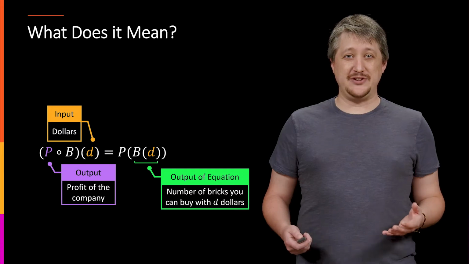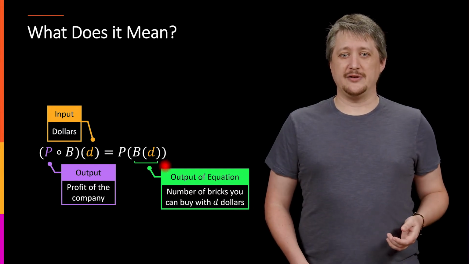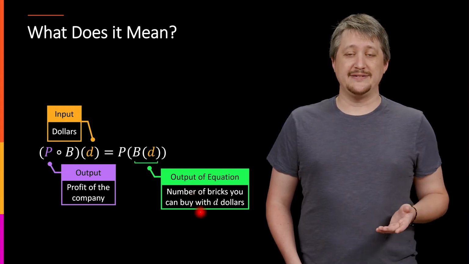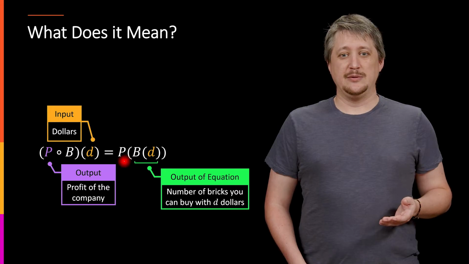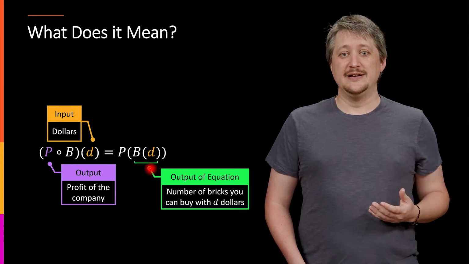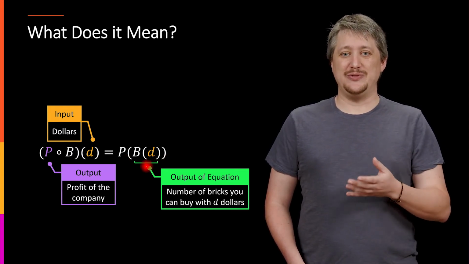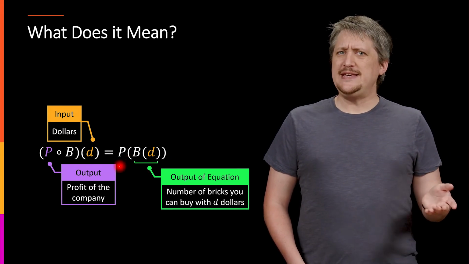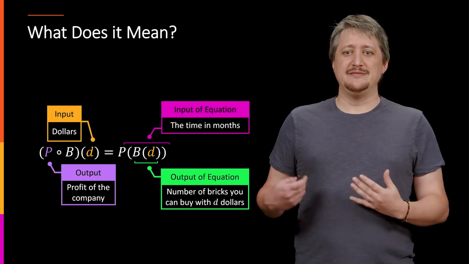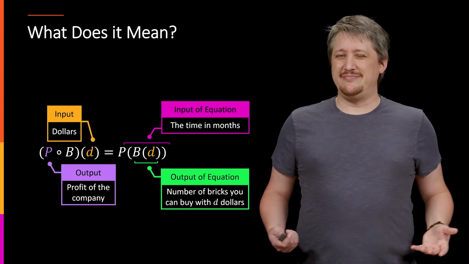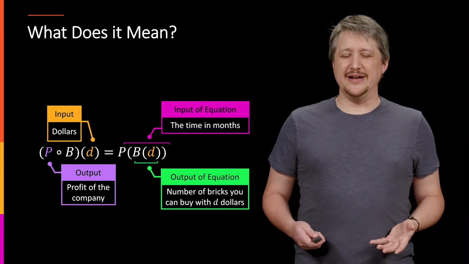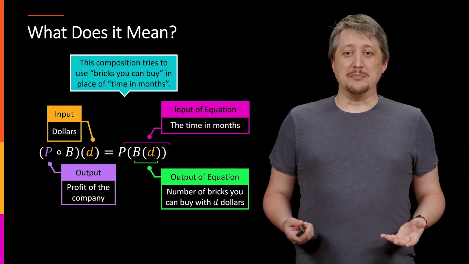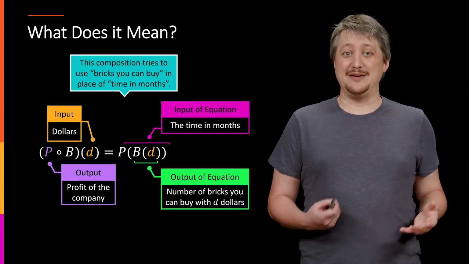So if we think about what B of D outputted, B of D, right, is the inside equation. Its output was the number of bricks you can buy, right? So that means that before I try to apply P, I applied B to that amount of money, and I got some number of bricks. But remember that P takes in as an input time in months. And that doesn't really make sense, right? Because I applied that B function, and I got the number of bricks, and then I try to put that in as time in months, right?